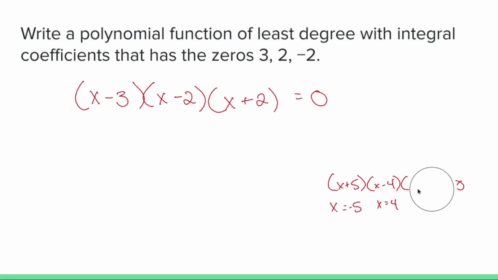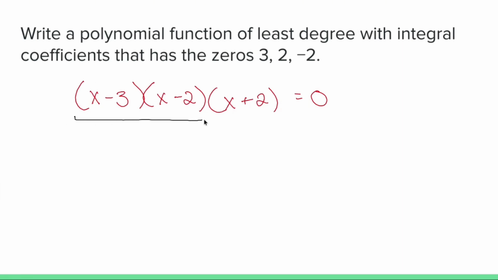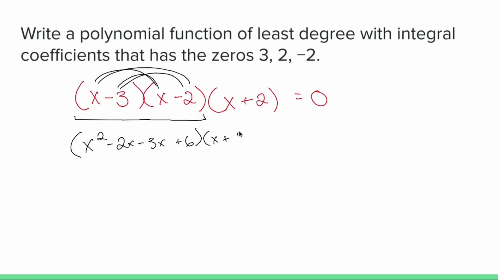Now, just because I'm not sure what your teacher might want, if this was me, I'd be okay with that. But let's multiply this out. This is the most basic answer. Multiplying this out means you would FOIL first. So x squared minus 2x minus 3x plus 6. That's parentheses number 1.